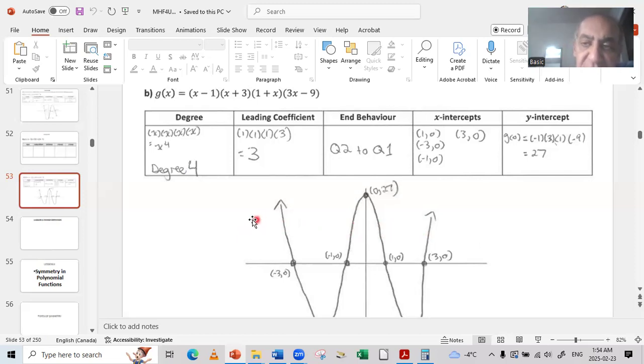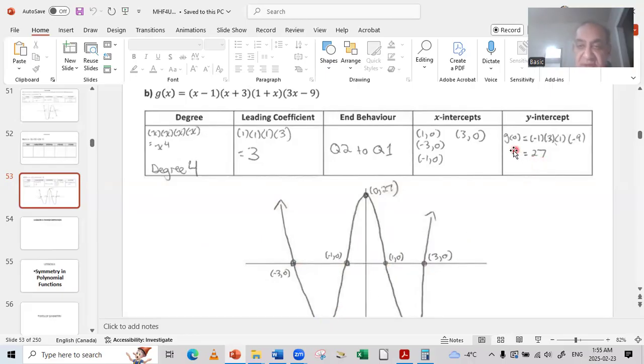How many intercepts? We'll see how many we have. We have this point of intercept, this point, this point, and this point. So we have 4 points of intercept. The degree is 4, and we have 4 points of intercept. That's fine. How about the y-intercept?